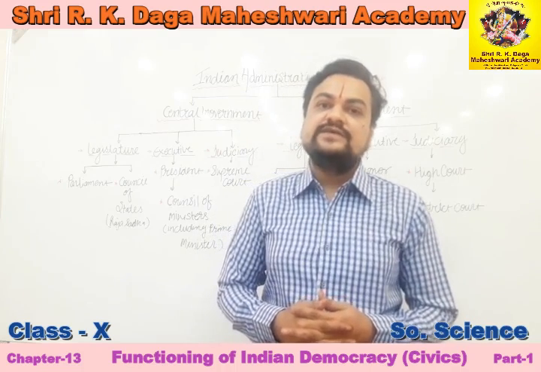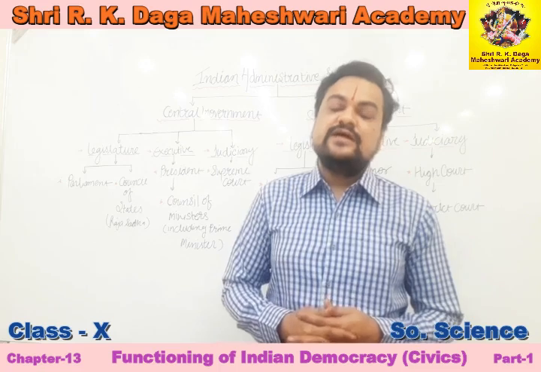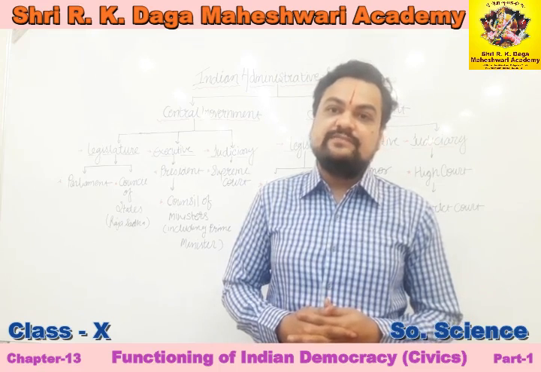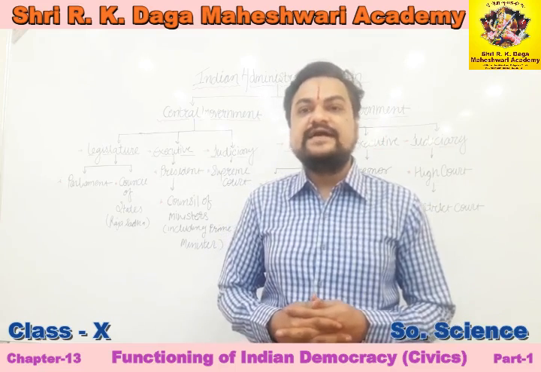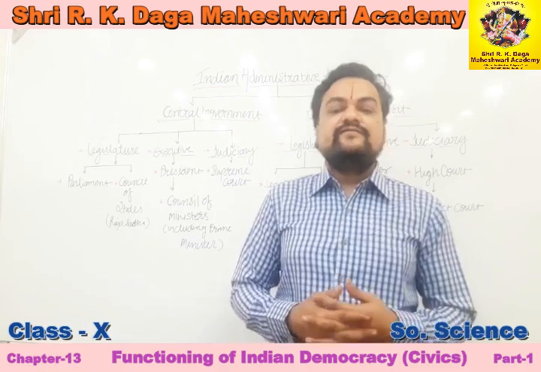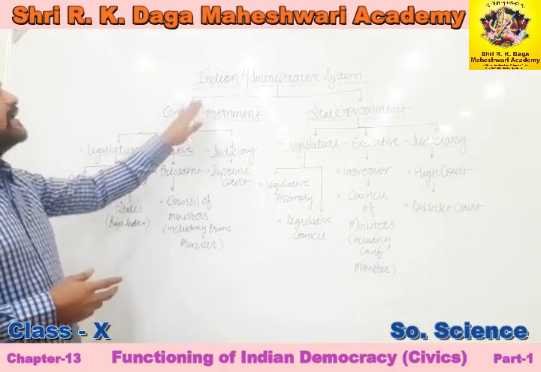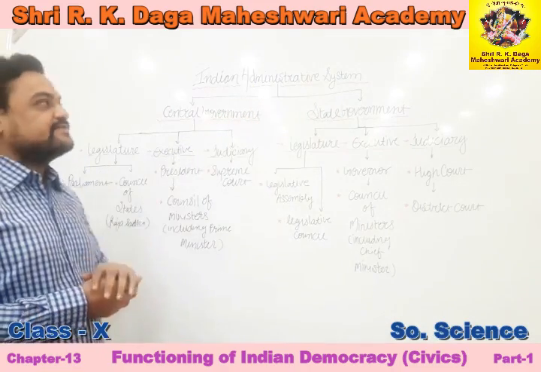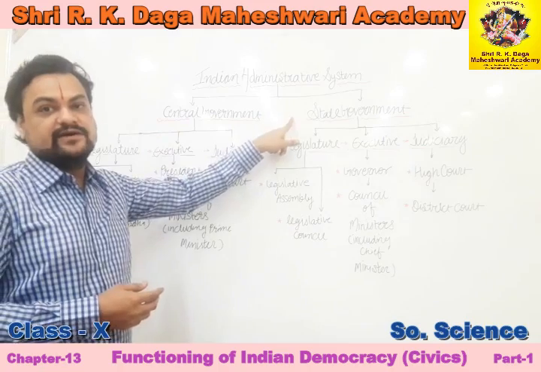Now students, we talk about the Indian administrative system. The Indian administrative system is as follows. First is the central government, second is the state government, and third is the local government. We can see a chart here. The Indian administrative system is divided into two parts, central government and state government.